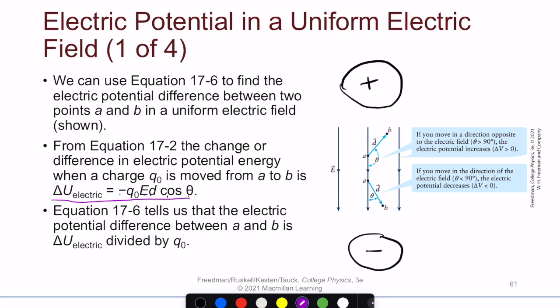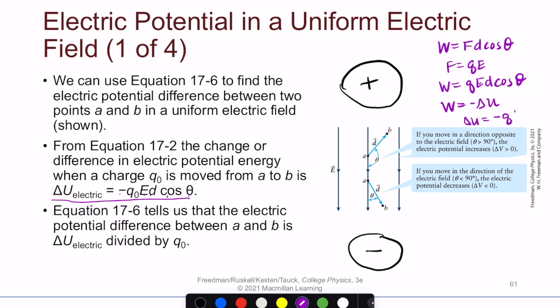And where did that come from? Remember, we defined work done as FD cosine theta, and that force is equal to QE, and then we plug that in, QED cosine theta, and then we said, oh, wait a minute, remember that work is equal to negative delta U, so we throw a negative sign in front of QED cosine theta. So that's just a little reminder. Where did that statement come from? That's where it came from, so recall.